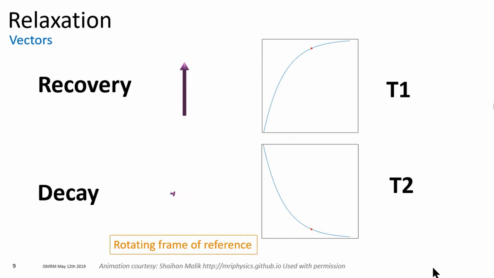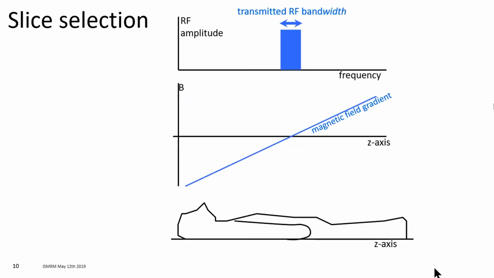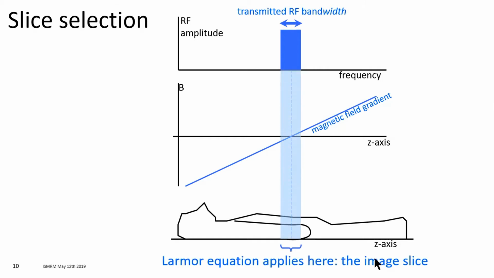Okay, so we've got a signal that's measurable, and we now need to start spatially encoding it. And we do this by the addition of linear magnetic field gradients. So when we turn on our RF pulse, when we put the energy in, we also apply a magnetic field gradient which limits the effect of the RF pulse to where the Larmor equation still applies, which is the imaging slice.